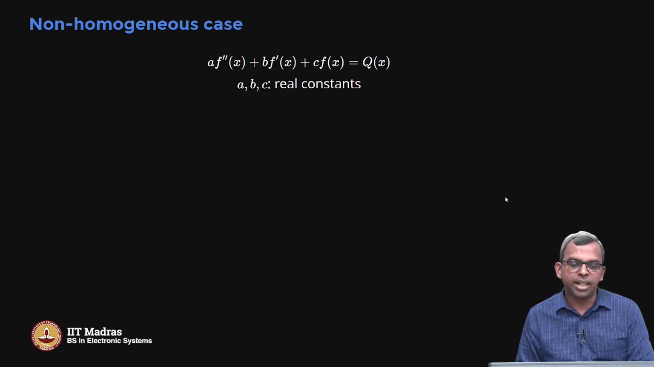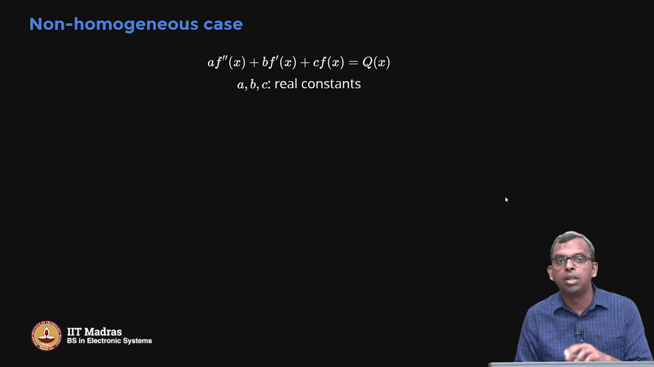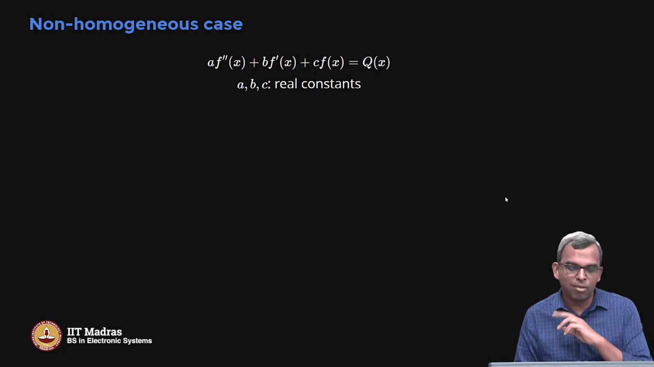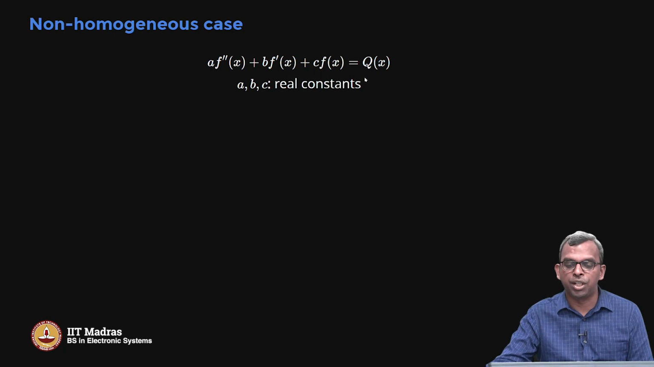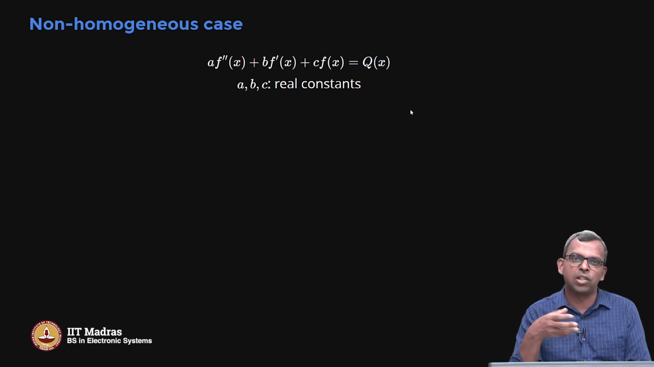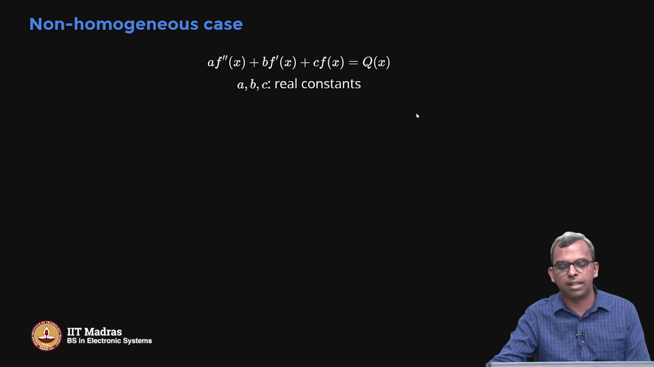We are going to continue studying second order linear ODEs with constant coefficients, and now the non-homogeneous case where you have a forcing function, and this forcing function q of x may be some function. We won't consider all possible functions, we will only consider a few specific cases which are relevant for circuit solving and all that. So that's what we'll consider.